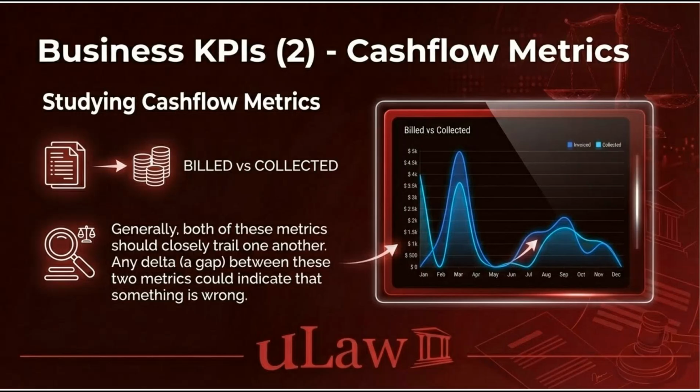So any delta gap that you see between these two lines, this particular report that talks about billed versus collected, should indicate that something is wrong, something is off. And that will allow you to go back and revisit that particular report called the invoice balance report.